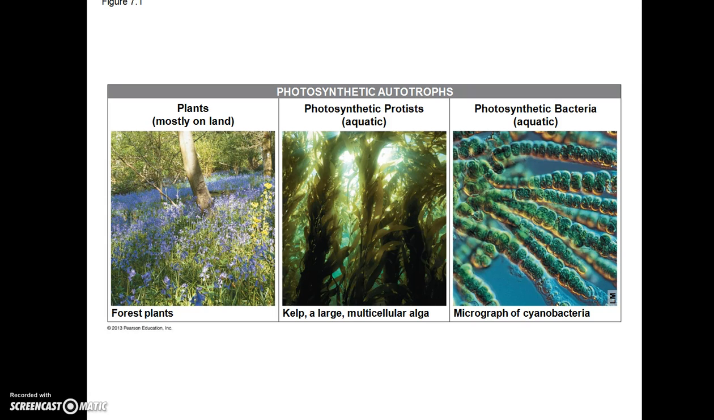Here are a few examples of photosynthetic autotrophs. We have all of our familiar land plants like grasses, other flowering plants, trees, etc. Those are all photosynthetic producers there. We have photosynthetic protists, which are aquatic, such as kelp. And we also have some bacterial species that are also able to produce their own food. This is a micrograph of cyanobacteria.